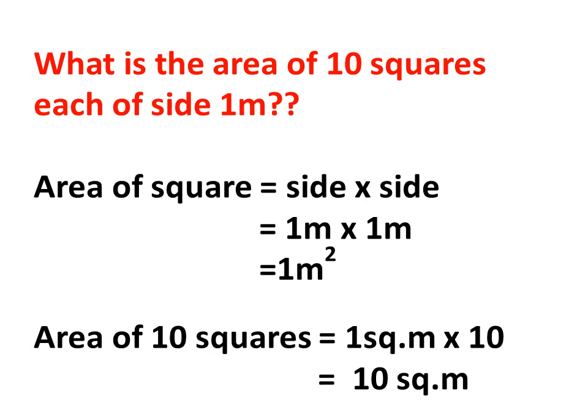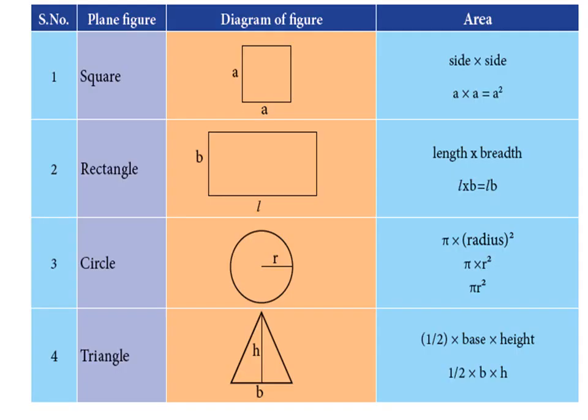Next, we shall deal with the area of regularly shaped figures. It can be calculated using the relevant formula. Square area is equal to a into a, a square. Rectangle, length into breadth. Circle, pi r square, where r is the radius of the circle. Triangle, half into base into h.